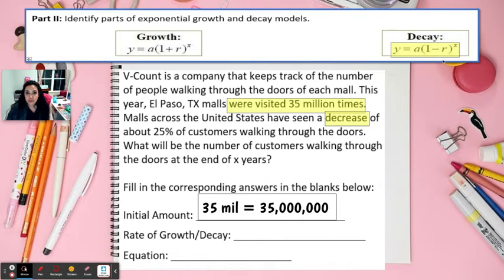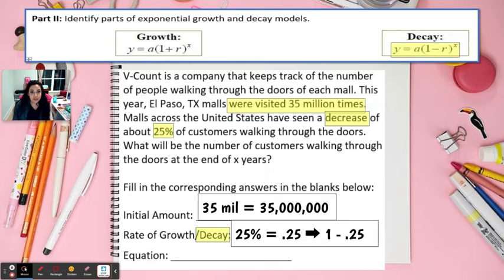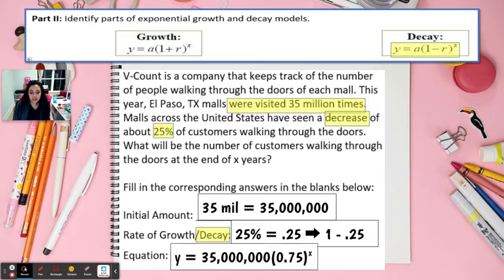where R is your rate at which you're decaying. So decay, and the rate here is 25%. We take the 25%, convert to a decimal, and subtract that from 1. So my equation is y equals 35 million, which is my A, times 1 minus 0.25, which is 0.75, to the power of x.